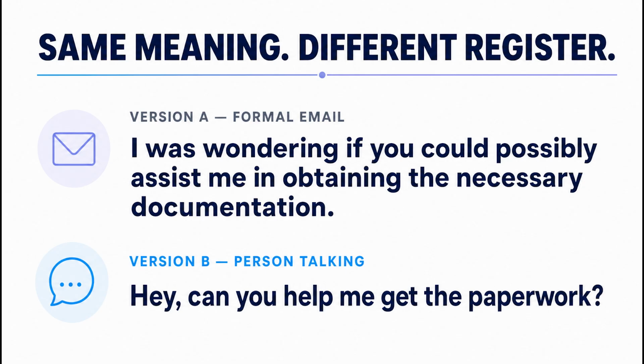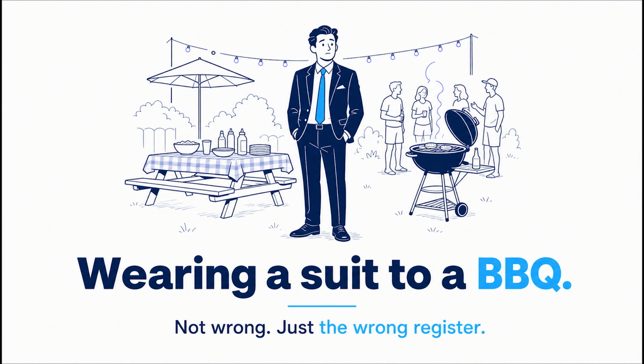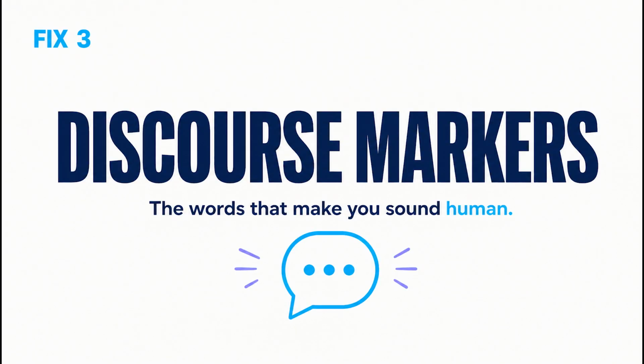If you're speaking version A out loud in a casual setting, people notice, not because you said something wrong, because the register is mismatched. You're wearing a suit to a BBQ. This one surprises people. Native speakers pad their speech constantly with small words and phrases that carry almost no information.